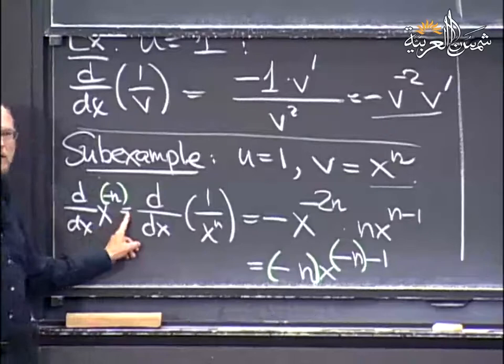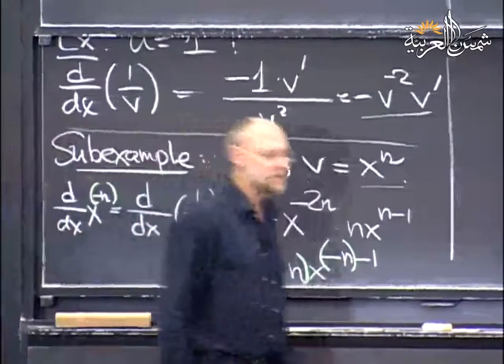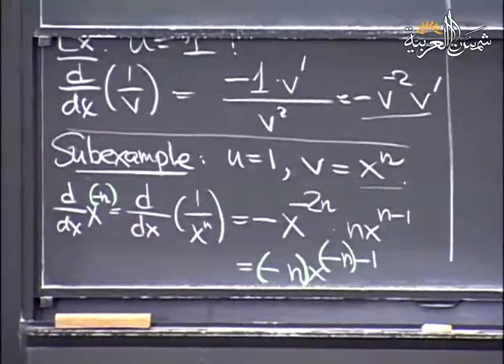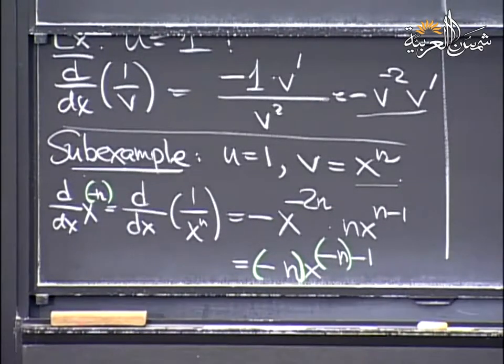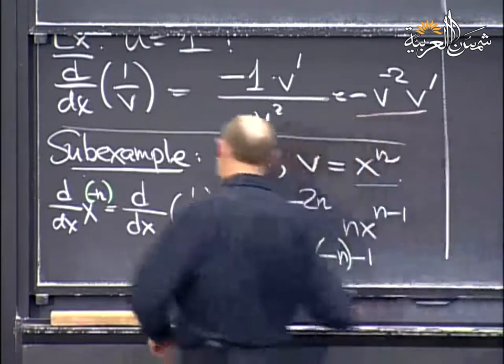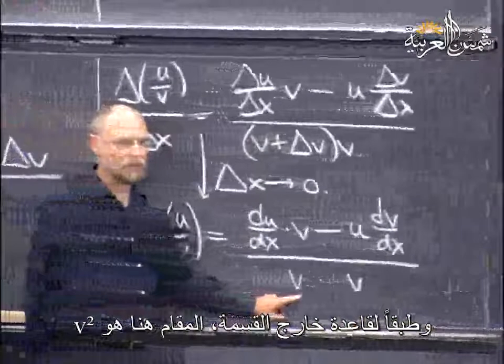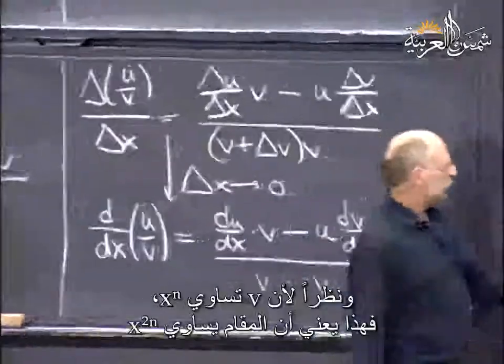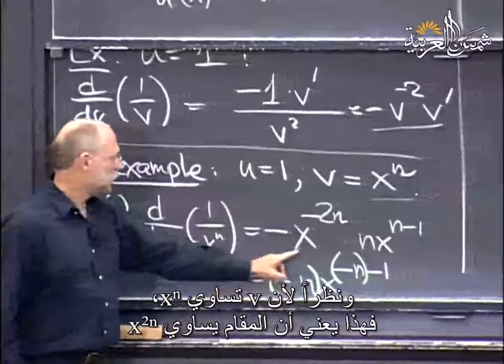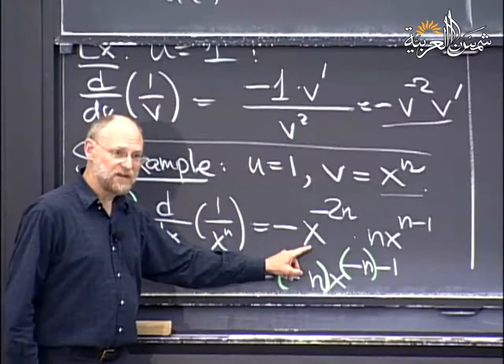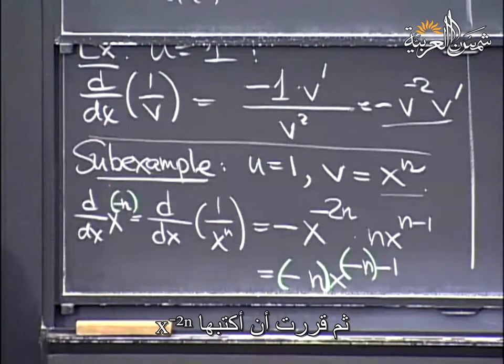How did I do this? Where did that x to the minus 2n come from? So I'm applying this rule. The denominator in the quotient rule is v squared. And v was x to the n. So the denominator is x to the 2n. And I decided to write it as x to the minus 2n.